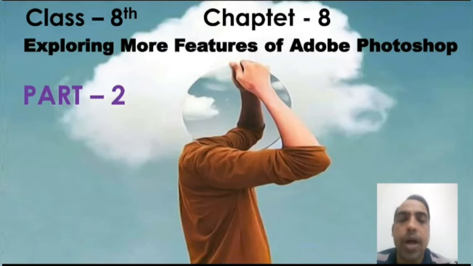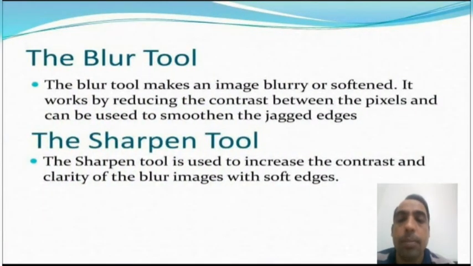In this video, I will explain you some more tools of Adobe Photoshop which are used for editing. Blur tool. The blur tool makes an image blurry, or you can say softened. It works by reducing the contrast between the pixels and can be used to smoothen the jagged edges.